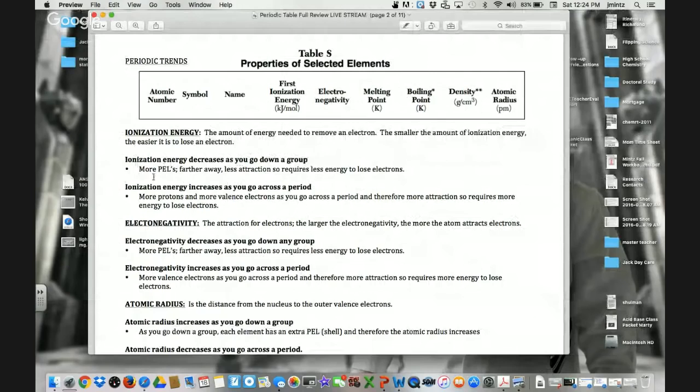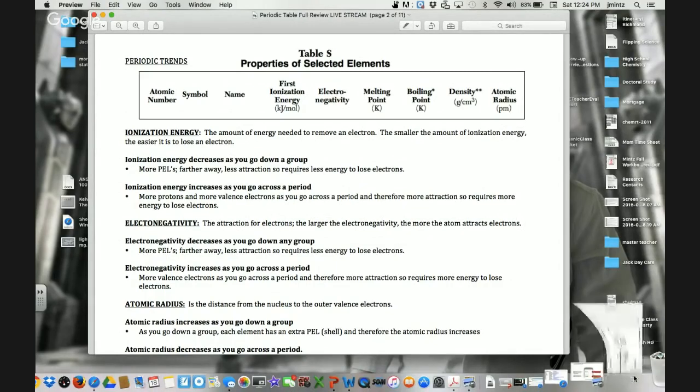All right, so ionization energy decreases as you go down a group. So we did across a period, and now let's take a look down a group. So more principal energy levels, far away, less attraction, so it requires less energy to lose electrons. I very highly doubt that the Regents will ask you to explain why the trend goes in one direction in terms of shells. But let's just take a look at that on the table.